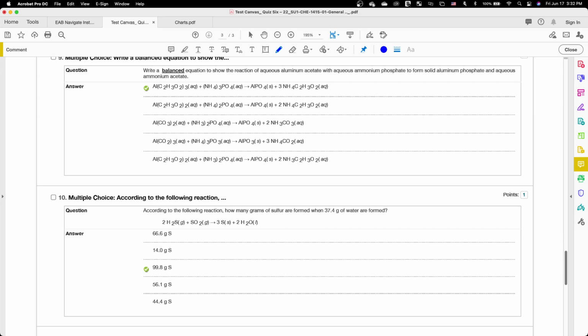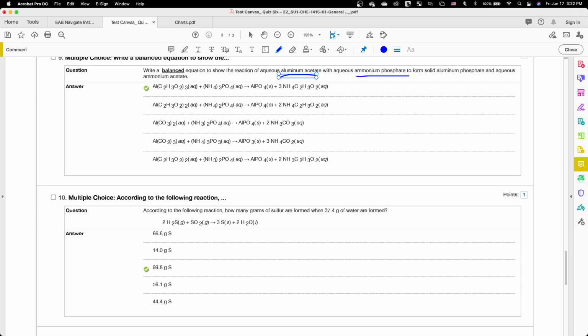Alright, here's another one that's a balanced chemical equation again. Okay, so it's the equation of aluminum acetate with ammonium phosphate. So this is one of those double replacement reactions or swingers reactions, right, where they just switch partners.